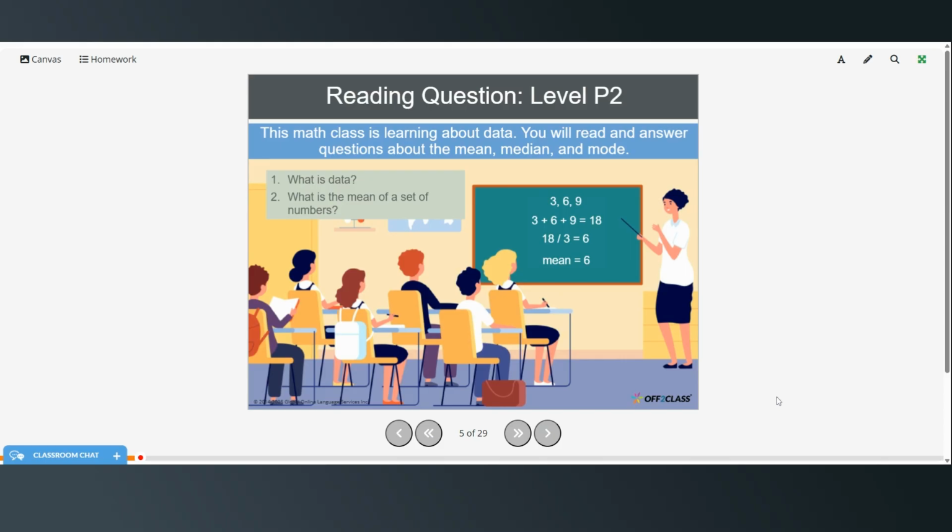Okay, this math class is learning about data. You will read and answer questions about the mean, median, and mode. So before you read the text, maybe think about these questions. What is data? And what is the mean of a set of numbers?